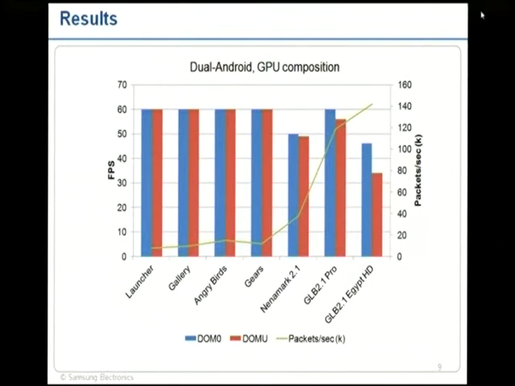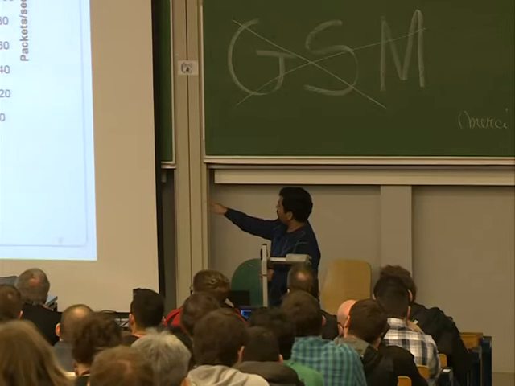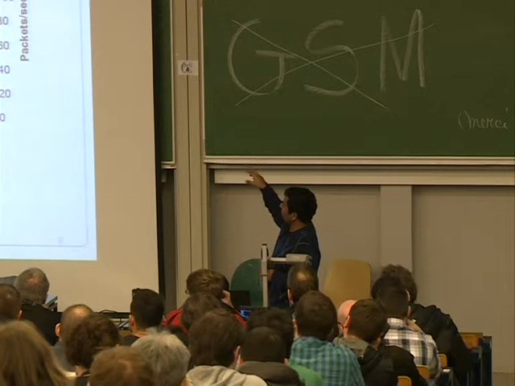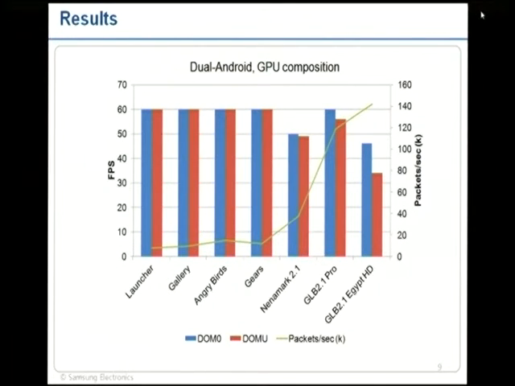So these are the results of all the apps that use the graphics GPU. If you see the DOM 0 and DOM U performance for real world use cases like Launcher, Gallery, Angry Birds, Gears, the performance of DOM 0 and DOM U has been quite similar, almost 60 FPS. And if you see the packets per second that go between DOM 0 and DOM U for the number of API calls that get remoted, as the benchmarks become more and more intensive, the event channel gets stressed and the performance comes down. So that's basically on all the apps which use the OpenGL ES APIs a lot. But still, the performance for the real world use cases is quite good.